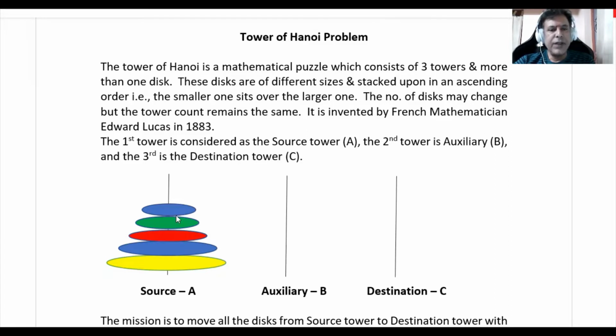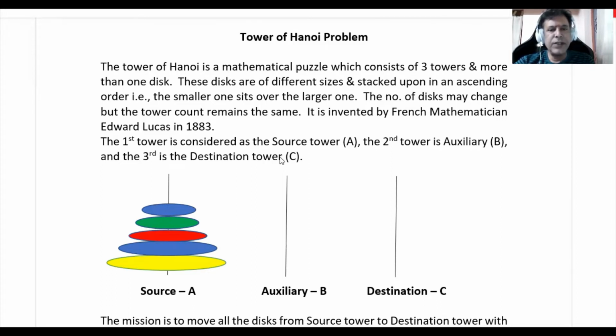These disks are of different sizes, which we may clearly notice here, and stacked in ascending order. That is, the smaller one sits over the larger one. This is smaller, larger, then next larger, and largest. The number of disks may change, but the number of towers remains the same. It was invented by the French mathematician Edouard Lucas in 1883.